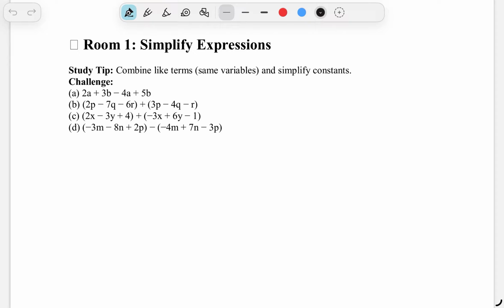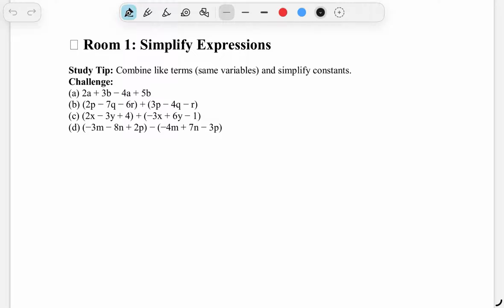So this is just going to be about algebra. I think I'll do one video per question, just so that I can really explain it in detail, and it's all going to be a part of this algebra playlist. So let's take a look at the first question, which is to simplify some expressions. We need to combine like terms and simplify constants.